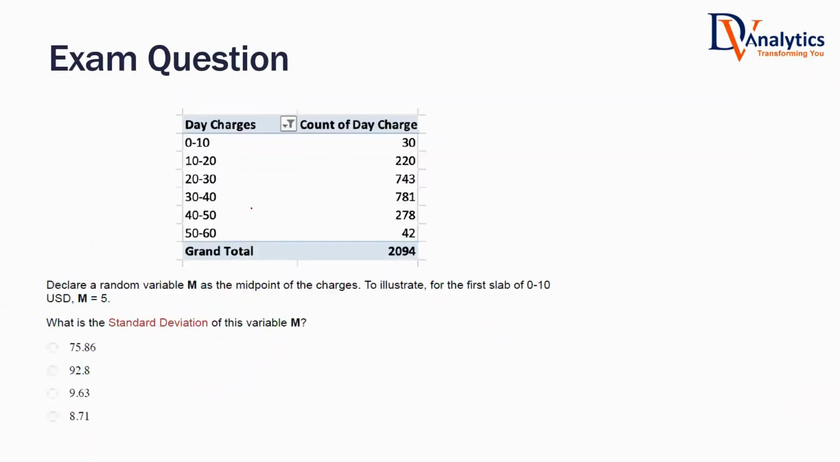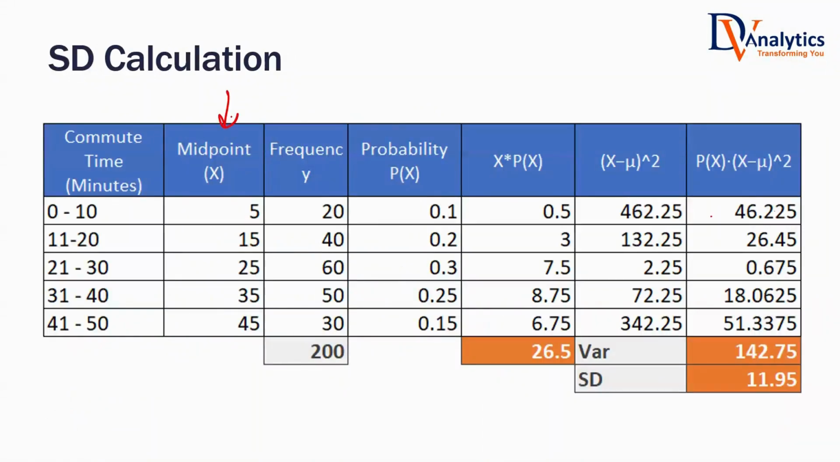So this is one of the exam questions where you will be asked to calculate the standard deviation, where values are given. You are supposed to calculate midpoints, and then the frequency. You have to take care of this frequency and calculate the probability. And using this formula, you have to calculate the standard deviation.